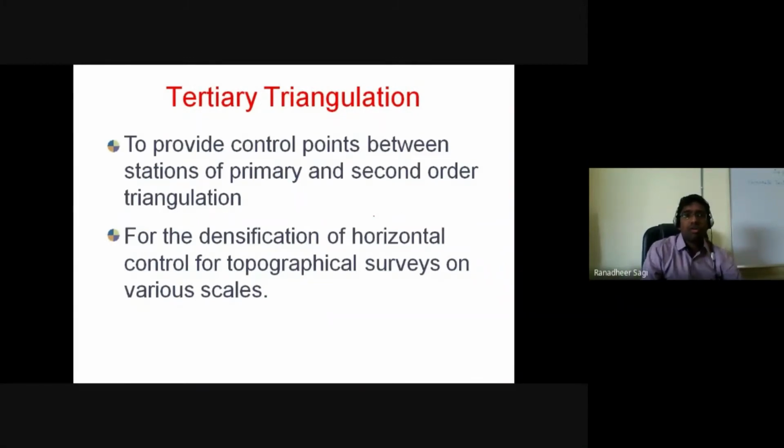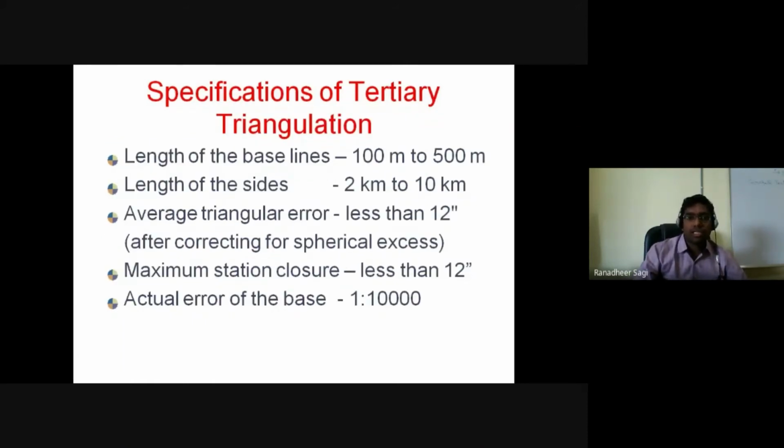Tertiary triangulation is to provide control points between stations of primary and secondary triangulation to further close and densify your network representation. That's what it is. And further densification of horizontal control for topographical surveys of various scales. Okay, so in between the primary network you have the secondary network. In between the secondary network you are further minimizing that network in that region by what is called tertiary triangulation. And these are the specifications that we have with respect to your tertiary triangulation network.